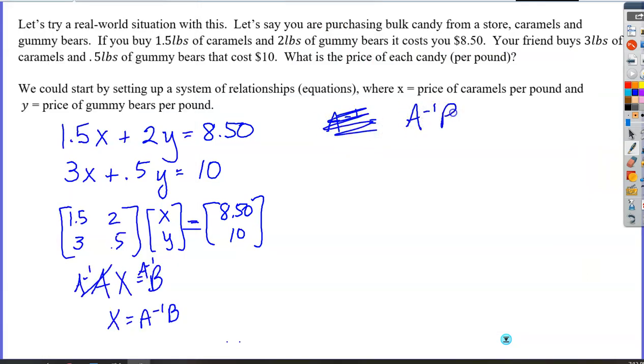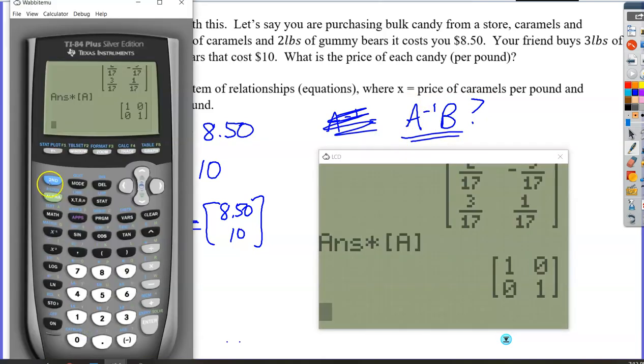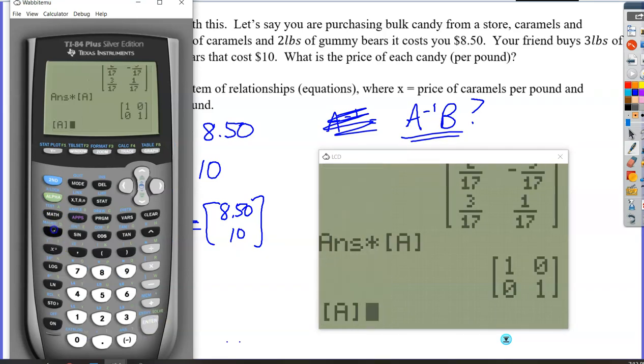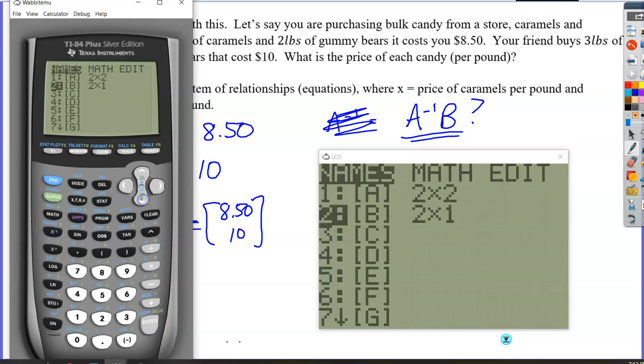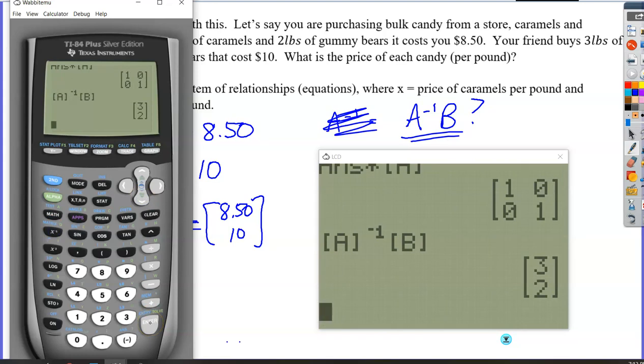I can just literally find A inverse times B. So that's what I'm going to do with my calculator. So here I go. I'm going to do matrix A inverse, which is this little -1 here, this exponent, times matrix B. I'm going to call up matrix B, and let's do it. Woo! I can't believe that came out perfect.